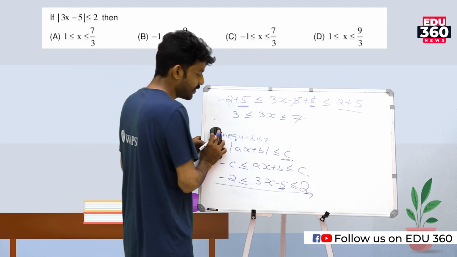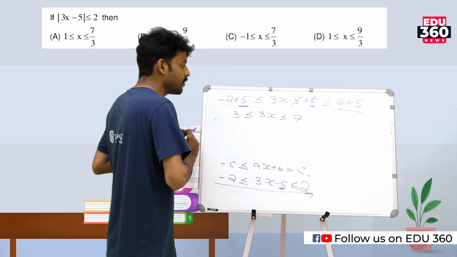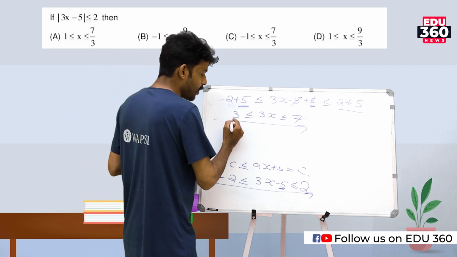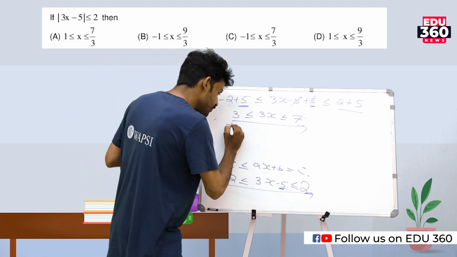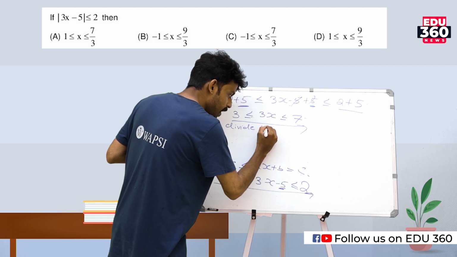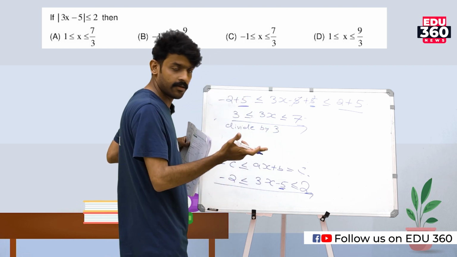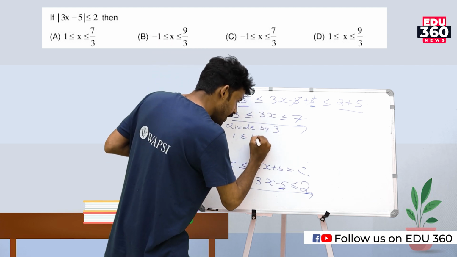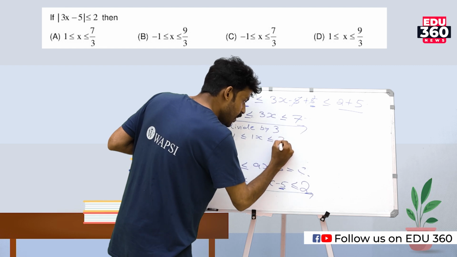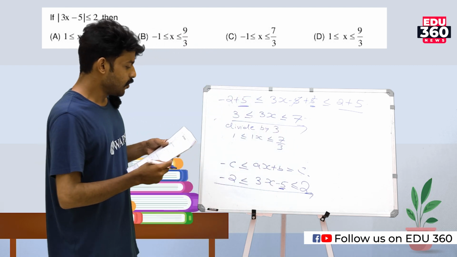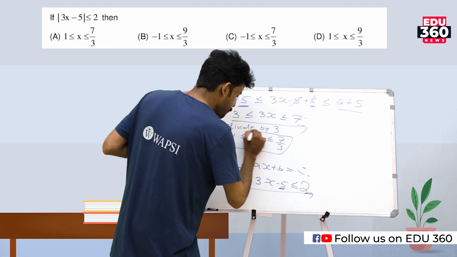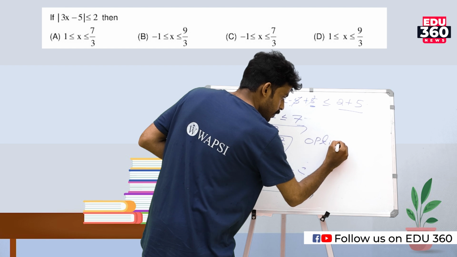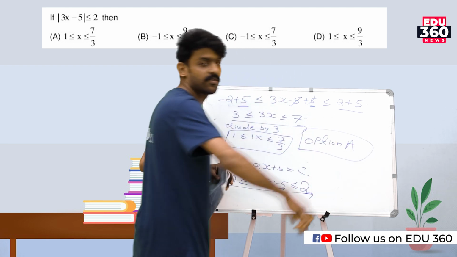Hereafter, in the next step, we can divide this by 3. So it will become 3 by 3, that is 1, less than or equal to 3x divided by 3, that means x, less than or equal to 7 by 3. Yes, so this is the final answer. So here option A is the correct answer for the first question.